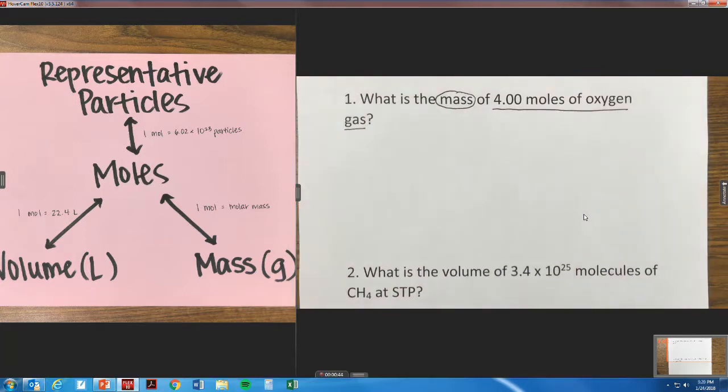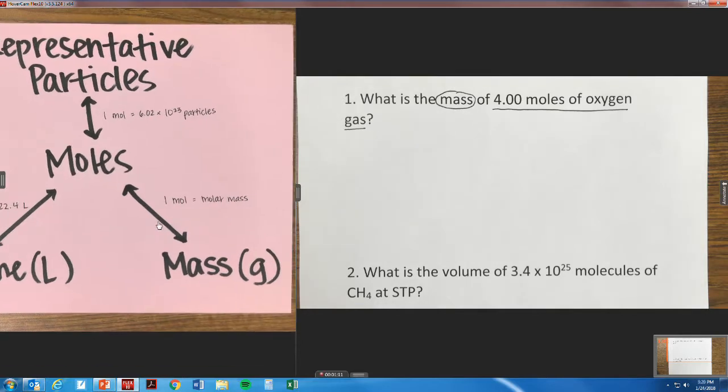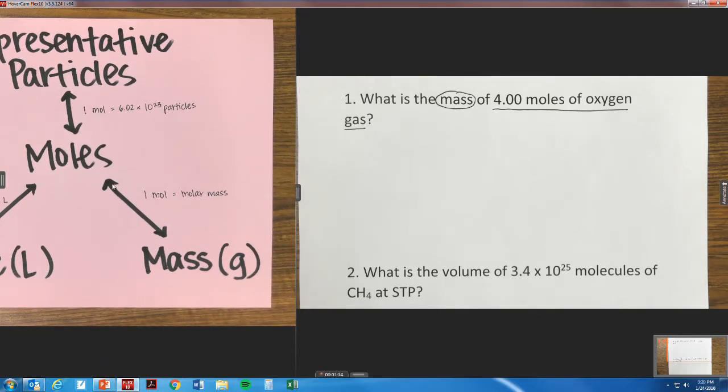Okay, so now that we know what's our given and what we're trying to find, we're going to go ahead and take a look at our mole map. So we can figure out, is this going to be a single step or is this a multi-step? In this case, we were given moles of oxygen. So that means we're right here on our map. We're at moles, so we're looking for mass. So that means we have one conversion factor. So it's going to be a single step problem.